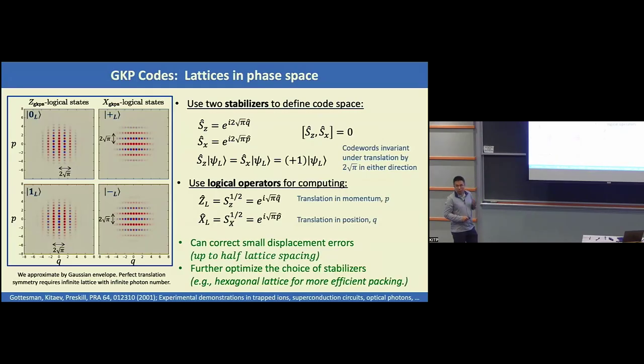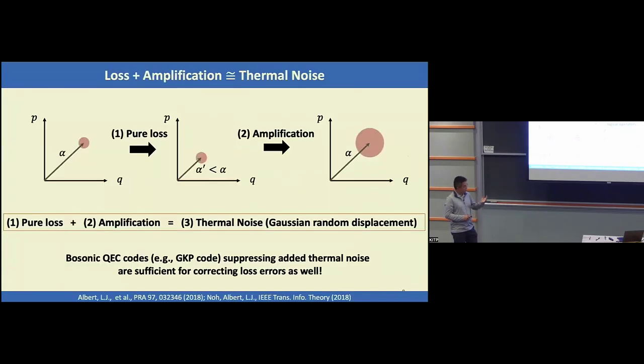Okay, so so far I'm thinking about correcting displacement error, but in reality, what we really care about is the excitation loss error, such as in communication when you go through a lossy channel. So this is a way to convince yourself that if there's an error correcting code that can correct random small displacement error, it can also correct loss error. The way you can think is the following. Suppose you have a coherent state. In the presence of pure loss, the amplitude of a coherent state decreases. And then you can do a phase-sensitive amplification to restore the original amplitude of the coherent state, while at the same time amplifying the intrinsic vacuum noise a little bit.